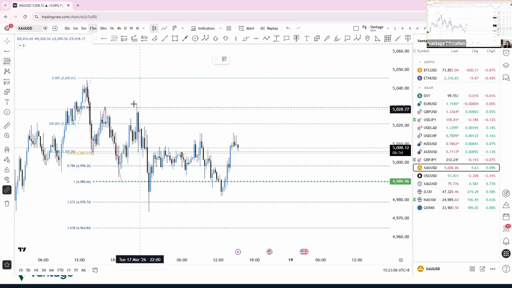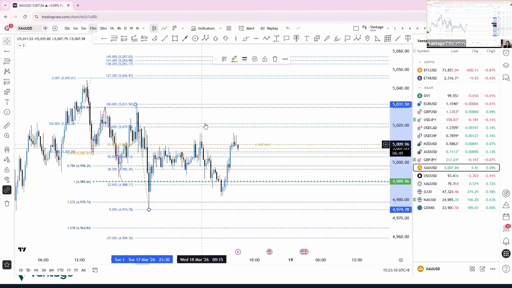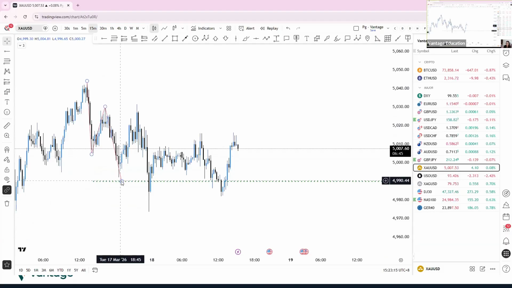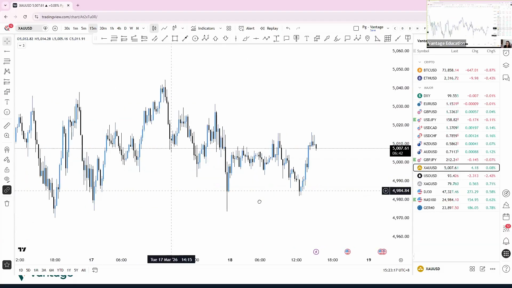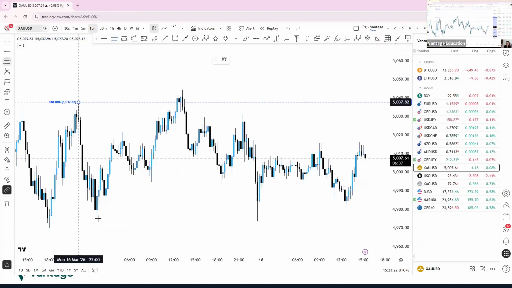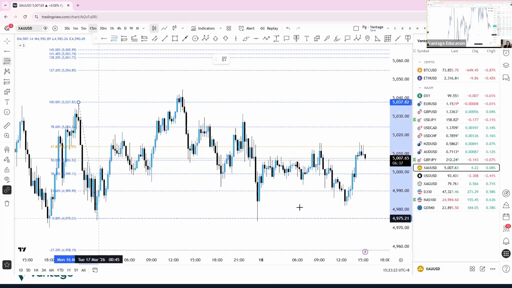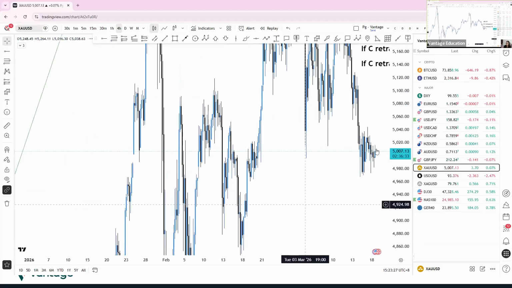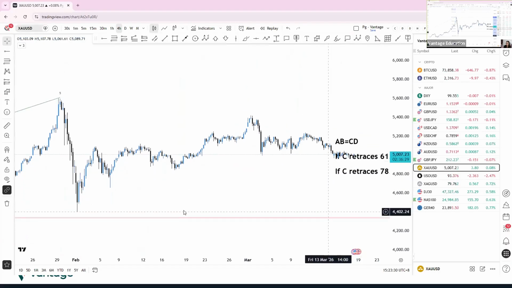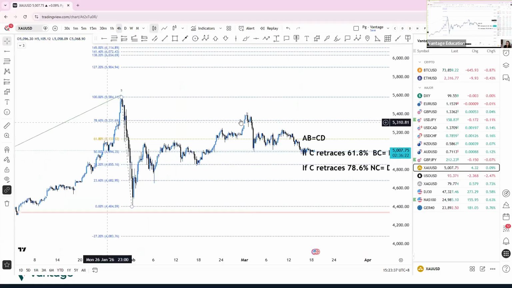Okay, maybe I try here. Okay, no, this is above. Find the example, it's really hard to find 78.6%. Oh, I have 78.6% in H4. In H4, we have a retrace here. Let's just say 78.6% in this one, right?